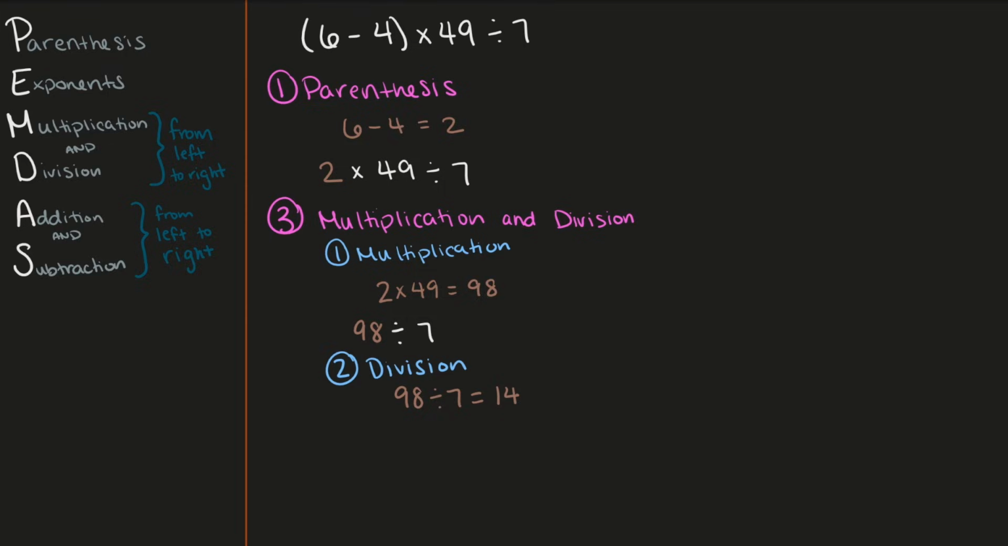So you always want to make sure you're moving from left to right. In this case, we had multiplication first, division second, so we'll perform those two operations. If we had it in the opposite order, then we'd want to do it in that order. So the value of this expression is 14.